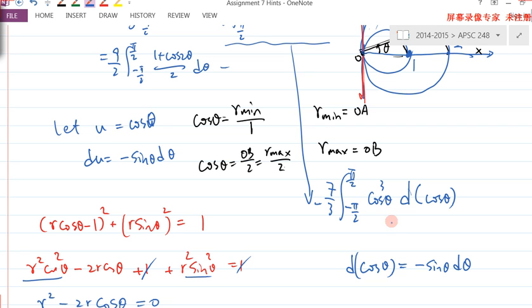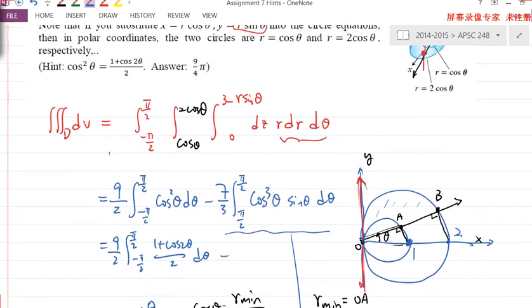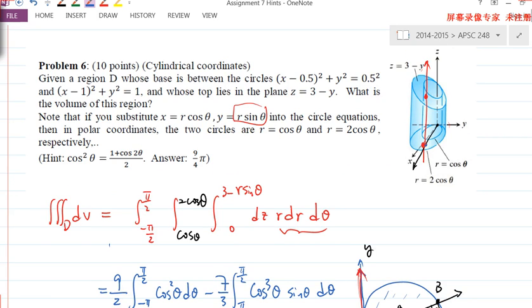So then you can integrate. This is basically one quarter cosine theta to the power 4. Then substitute the integral limits, and you can calculate. So it's the same idea as your substitution rule. Anyhow, these are basically the hints I wanted to give you for this assignment. Let me know if you have any other questions.